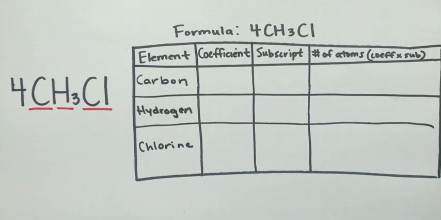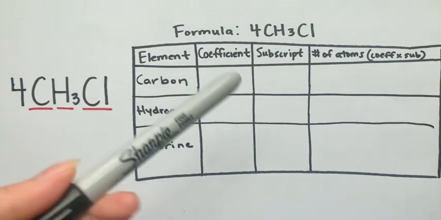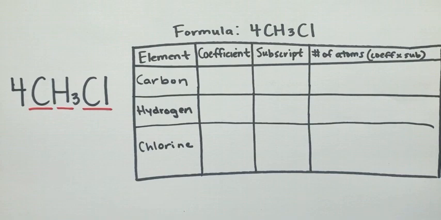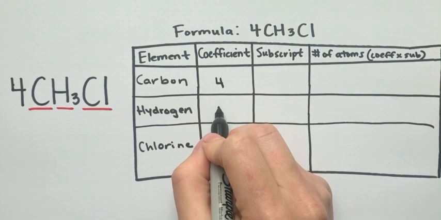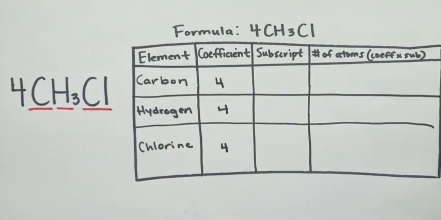So now that we've identified the elements that are present, we're ready to move on to our next step. So we want to look at the coefficient, if there is one, in front of the formula. So in this case, we see that the large number that comes in front of the molecule is a 4. So I'm going to go ahead and fill in 4 for all of them.